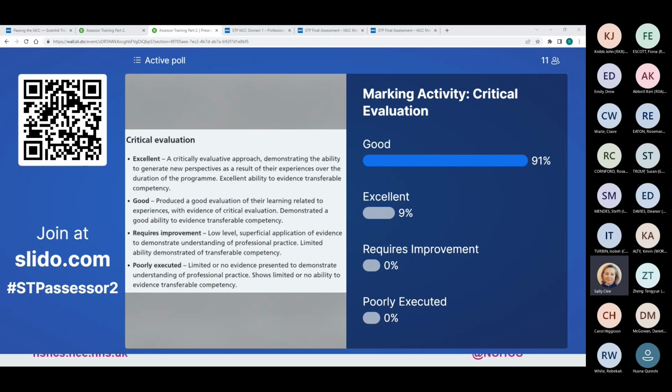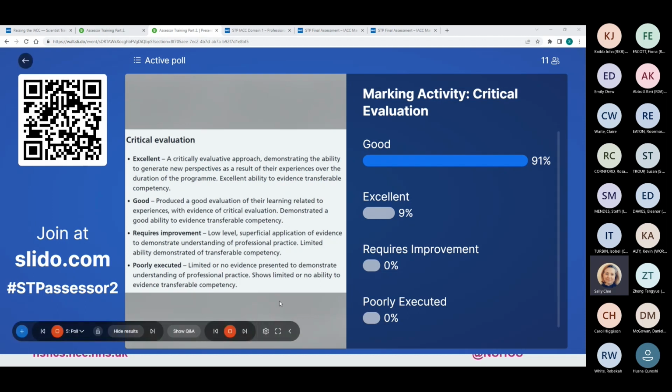You might think, well, if we were a group now deciding on the outcome for real, you might have some people that think it's excellent, and some people that think it's good when it comes to making a judgment. That's where you have a conversation and discuss the evidence if you're not sure. That's not a bad thing at all, because you do get different viewpoints like that, which is fine.